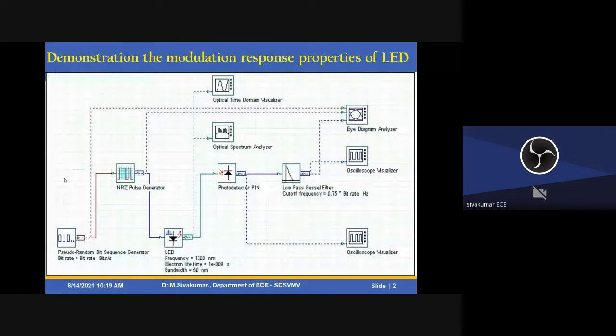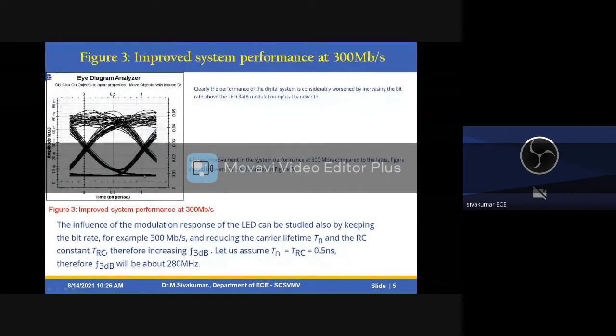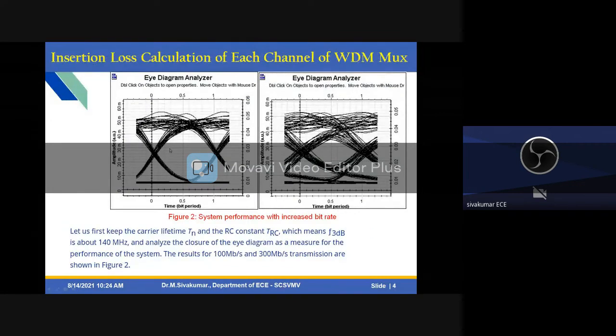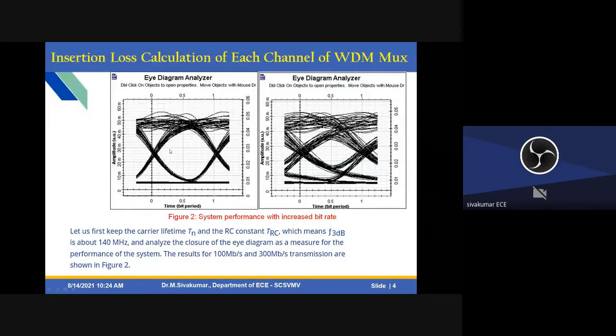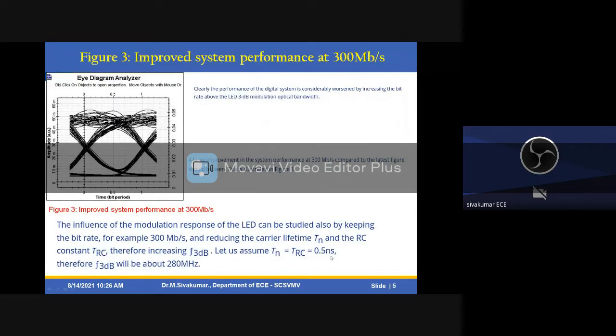In this manner, you have to analyze this eye diagram. You try to get the output diagram like this with this improved system performance. For the previous one, you need to set the values Tn and TRC as 1 nanosecond, which is about 140 megahertz. If you choose 300 MB per second, you need to assume TRC is 0.5 nanosecond, and you get double the bandwidth. The 3 dB frequency will be about 280 megahertz.